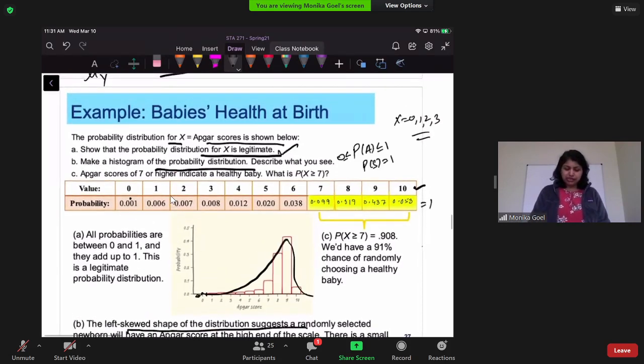Now the next one says that an Apgar score of 7 or higher indicates a healthy baby. What is the percentage of healthy babies in this data set? When it says 7 or higher, pay attention to the word or. What does or mean in terms of probability notation? What symbol do we use for or? Union, right? So probability of 7 or higher. That means 7 is included. So greater than 7, and equal to means 7 is also included.